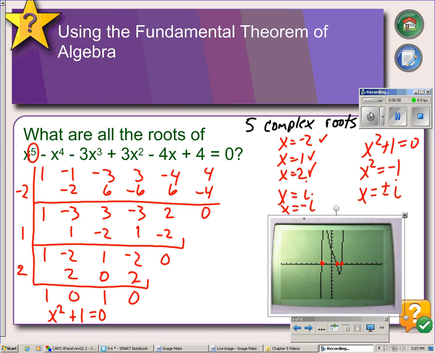I'm going to stop this video here. Part 2 to this lesson will have 2 more examples of finding roots where some of them are complex.